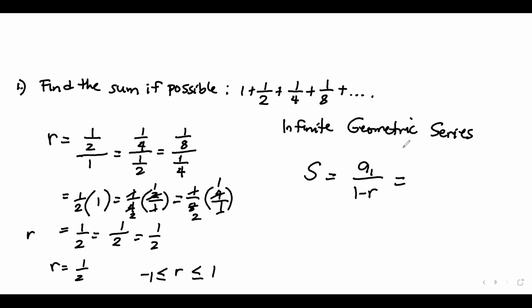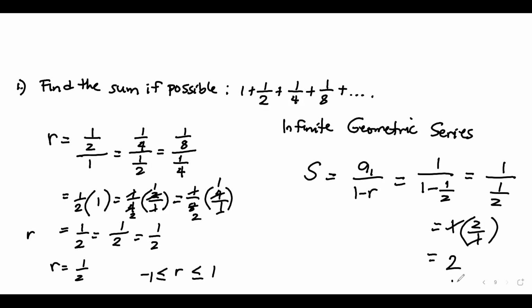So the first term is 1, over 1 minus the common ratio, which is 1/2. Simplify 1 minus 1/2, it's 1/2. So we will divide again. Copy the first one, proceed to multiplication, reciprocal of this. So we will have the sum is 2. Okay.